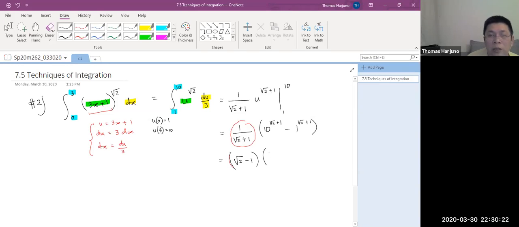This guy is 10 to the power of square root of 2 plus 1, minus 1. I believe that's the simplest solution I can get. This is the final solution. Okay, I will go on.